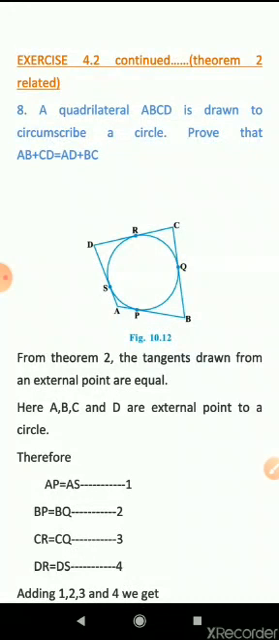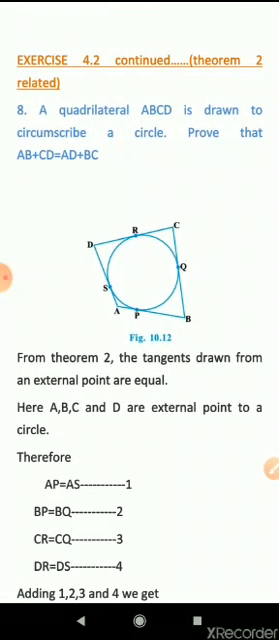And these all 6 are related to theorem 2. What does theorem 2 state? The tangents drawn from an external point to a circle are equal. The length of tangents drawn from an external point are equal. So, related to that theorem, we are going to solve these problems. Just observe question number 8.